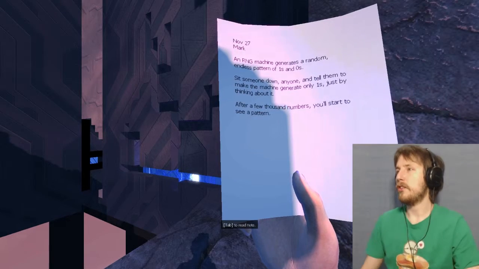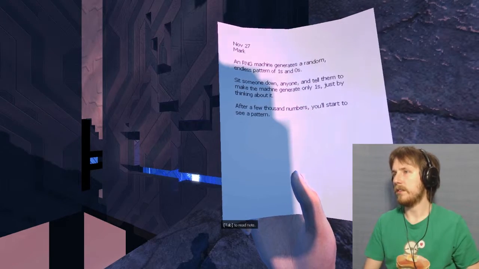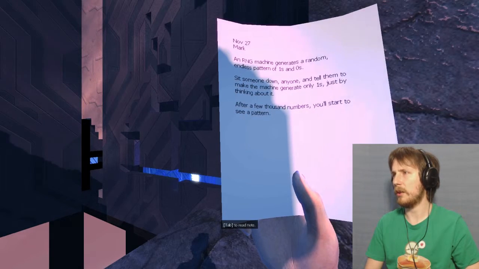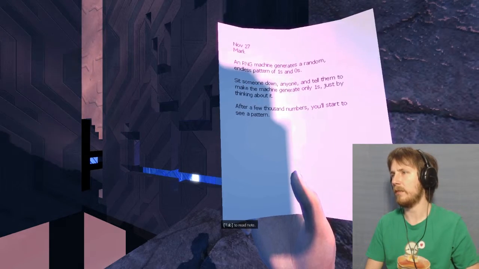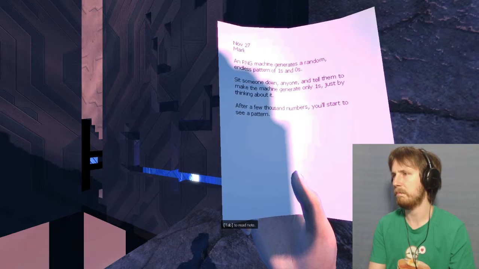An RNG machine generates a random, endless pattern of ones and zeros. Sit someone down, anyone, and tell them to make the machine generate only ones just by thinking about it. After a few thousand numbers, you'll start to see a pattern.